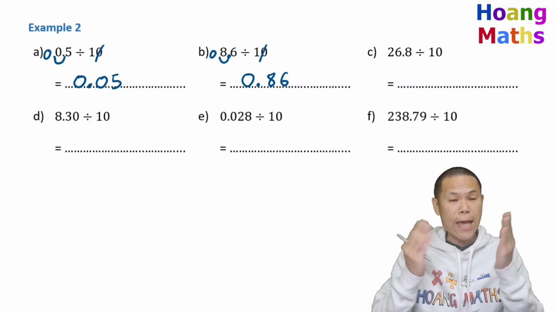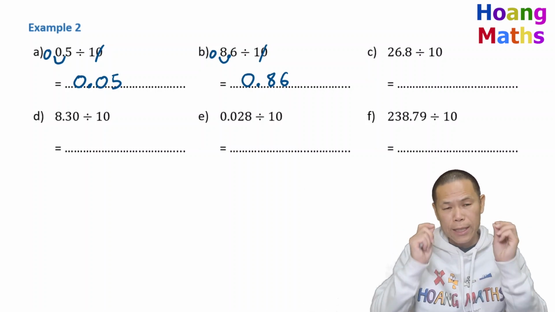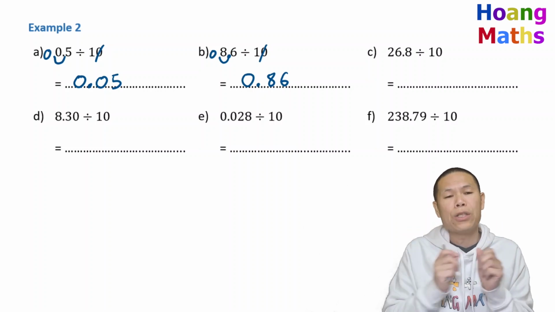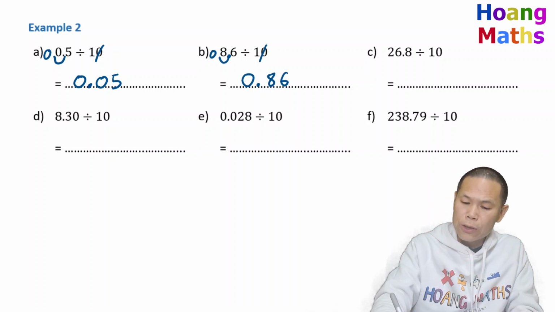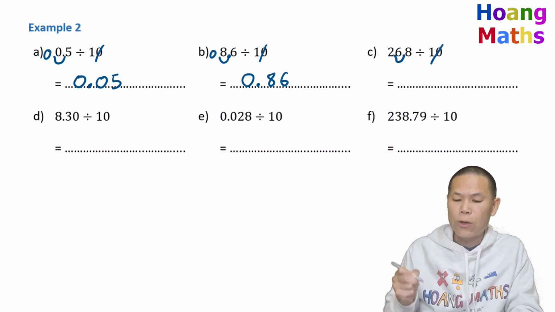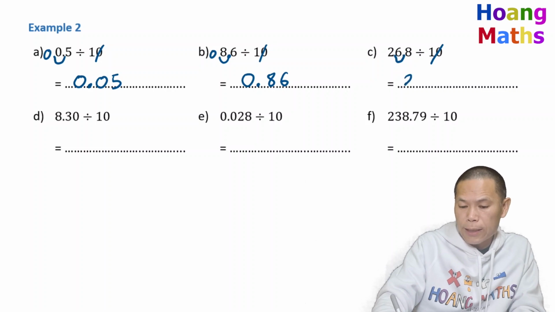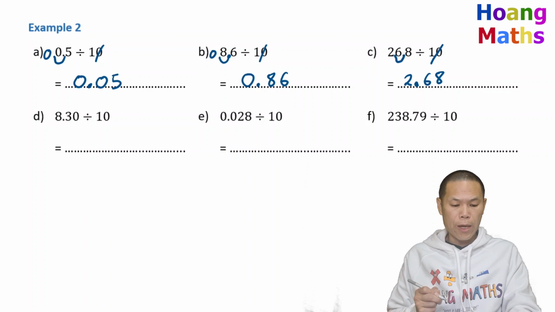Part C. So we have 26.8 divided by 10. So we know that the answer should be less than 26.8. So this means that the decimal point is moved 1 unit to the left. We cancel, so that becomes 2.68. So there you go.